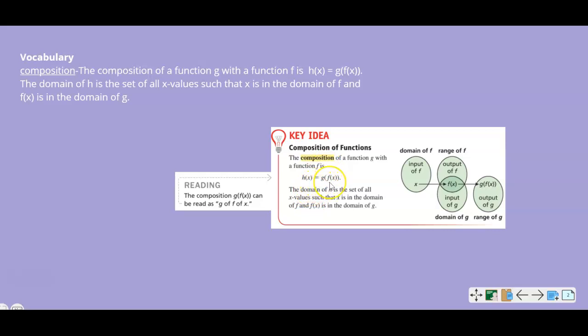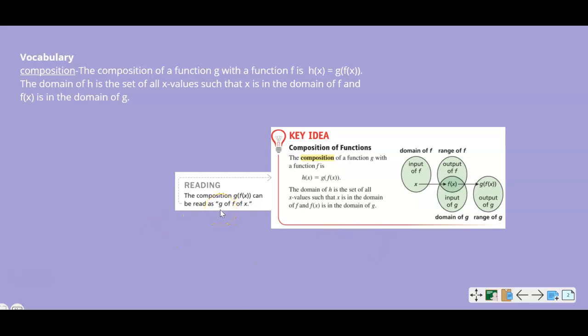Basically, you're going to take one function and input it into the other function. So you're going to perform that operation. This is called a composition of functions. You can see here the domain of f and the range of f. So you input x into f, it comes out, and then you input it into g. So basically you're putting a number into two different functions.